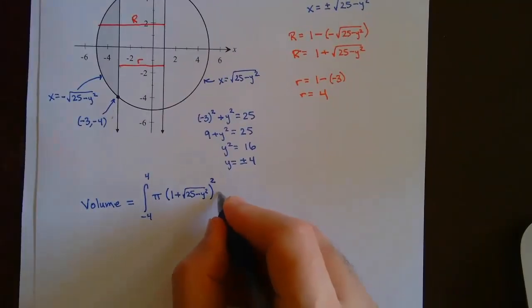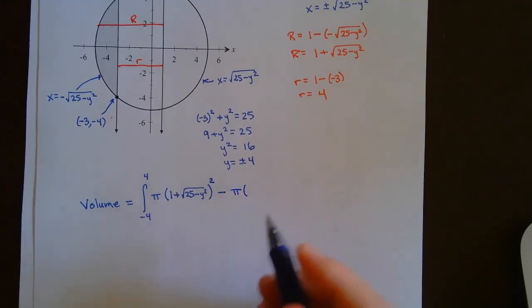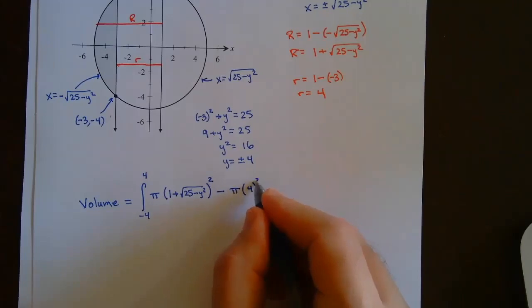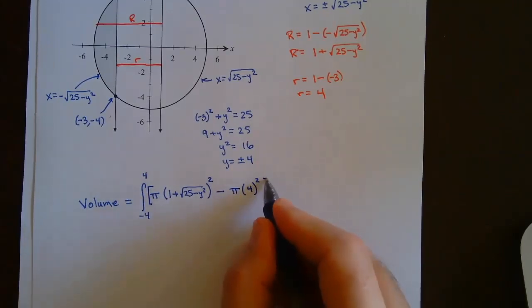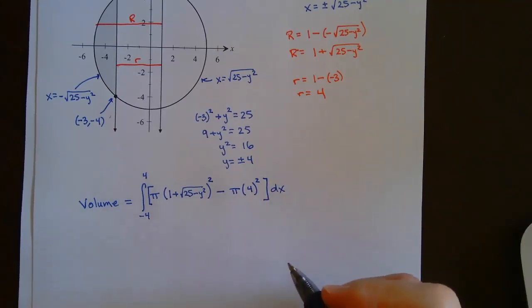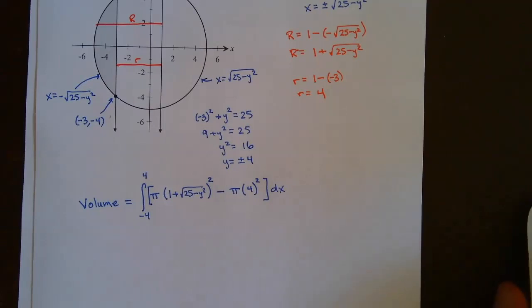Okay, and then minus pi times my little r, right? And my little r is 4, right? Squared. And then I'm going to put a bracket around it. You actually wouldn't have to, okay? And then dx. Okay? So I'm going to put it into the calculator just like this. So I'm going to go to my graphing calculator, and I'm going to show you what this is equal to.